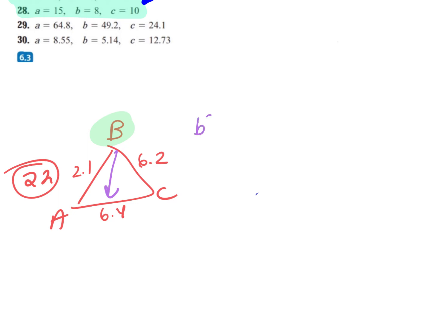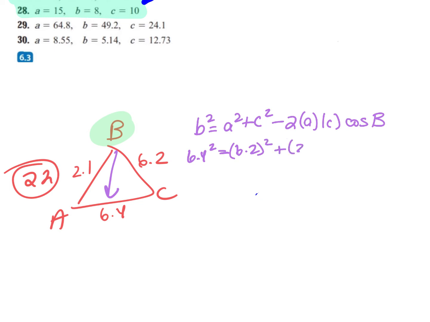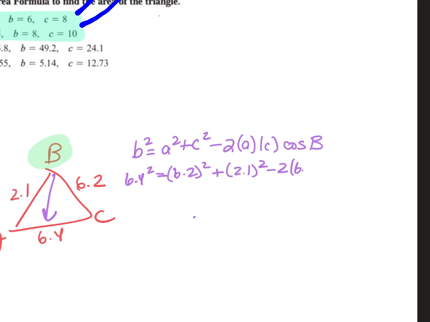This is going to be b squared equals a squared plus c squared minus 2ac times the cosine of b. So I know that b is 6.4. So I have 6.4 squared equals a is 6.2 squared plus c is 2.1 squared minus 2 times a is 6.4 times c is 2.1 times the cosine of b. Again, you're going to be given that formula.